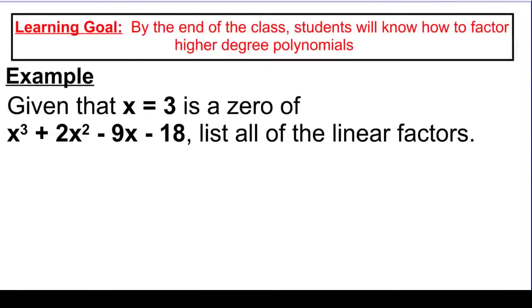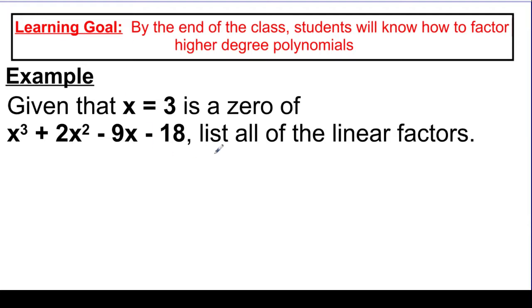Okay, so we're going to keep looking at higher degree polynomials, and in this video, we're going to be focusing on what happens when they tell us something about the answers. They could tell us either something about one of the factors or one of the solutions, or something called zeros, which you see in this problem. So again, this is a fourth degree polynomial.